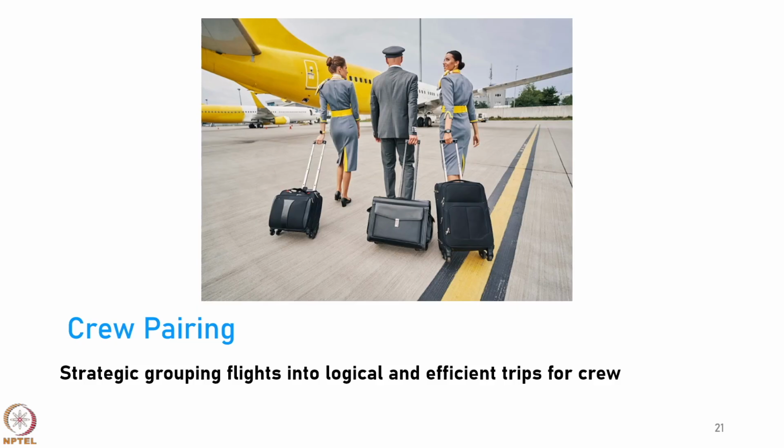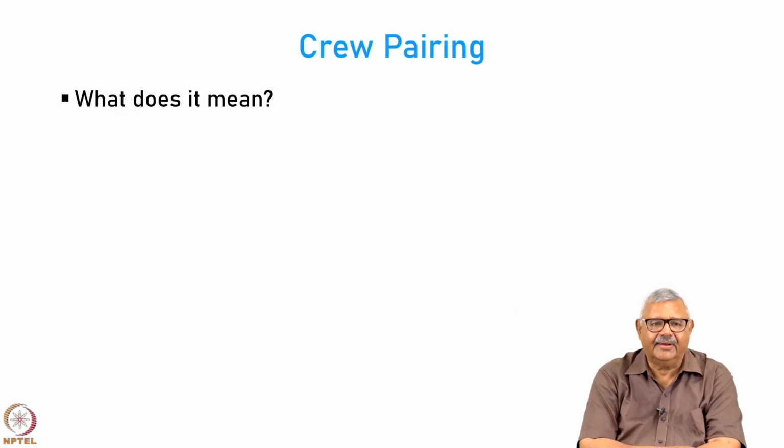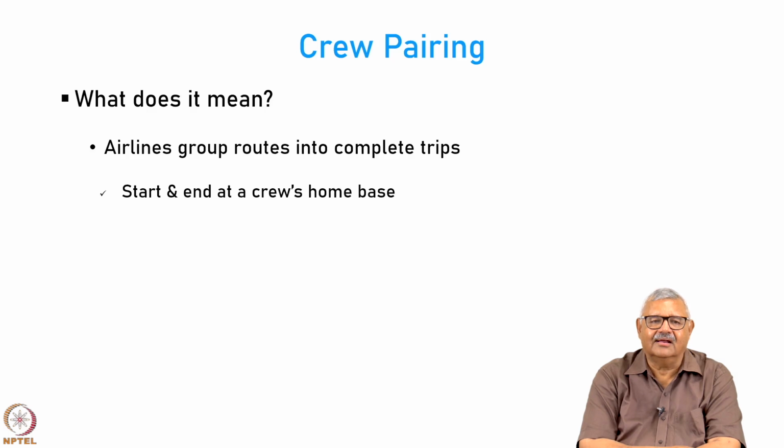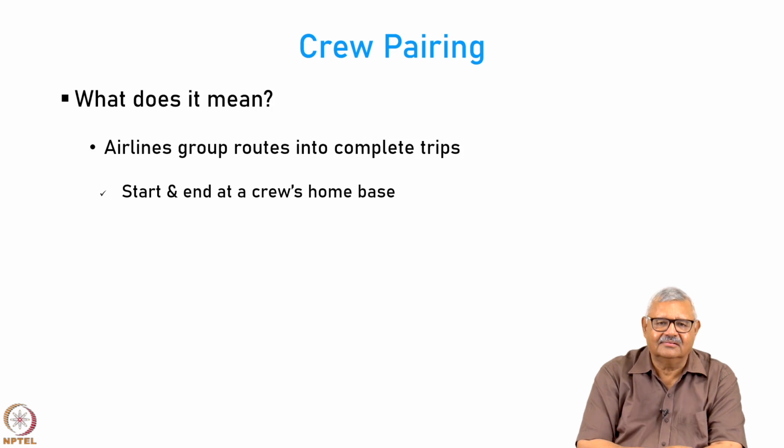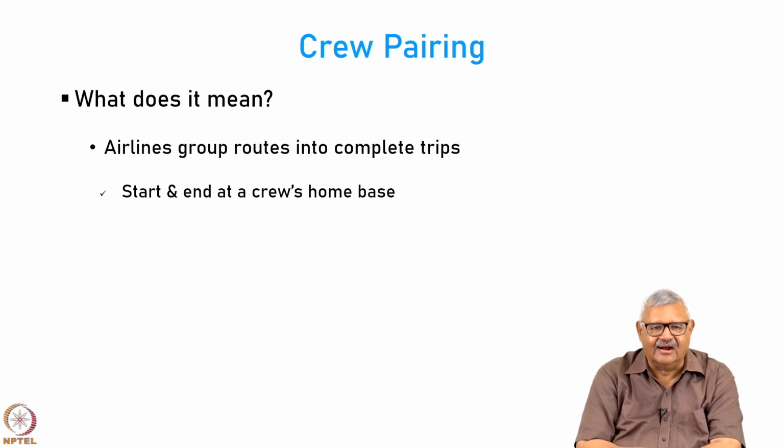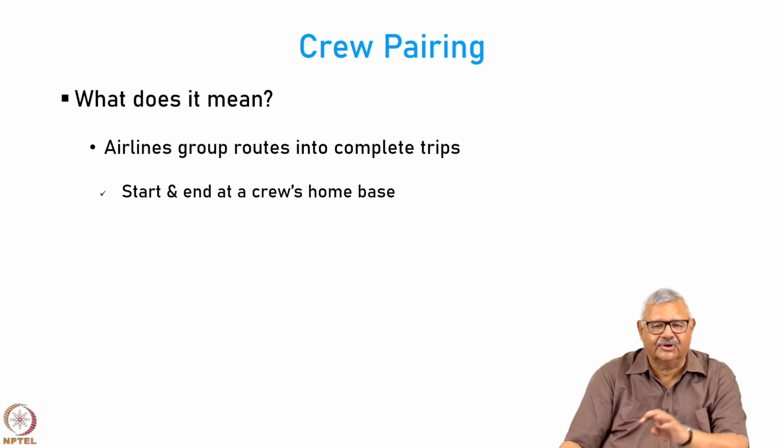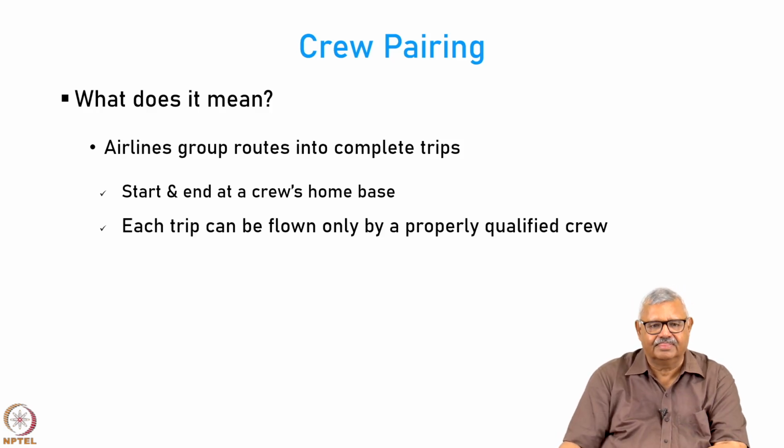Now, we come to crew pairing. What is crew pairing? Strategic grouping of flights into logical and efficient trips for crew. So, crew pairing means that the airline groups the routes into complete trips, and they would prefer that the trip of a crew member starts and ends at the home base of the crew member, so that at the end of the day the crew member can go home and relax, be with the family and come again tomorrow.